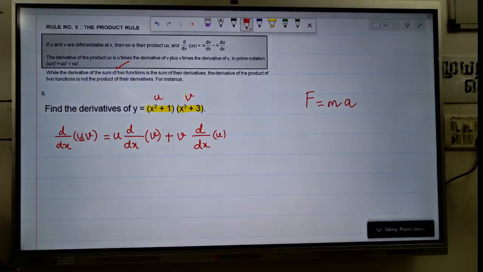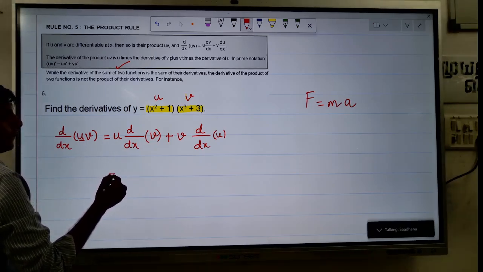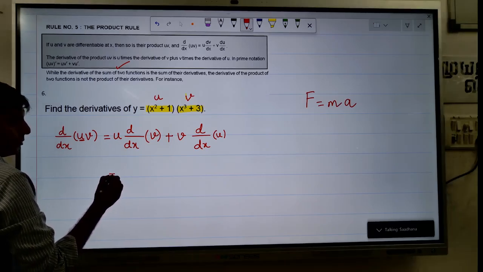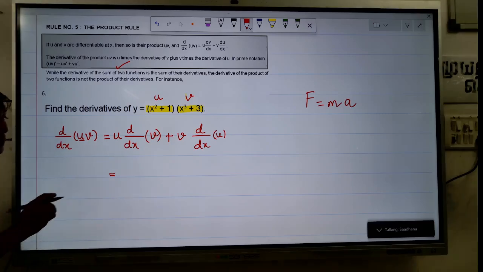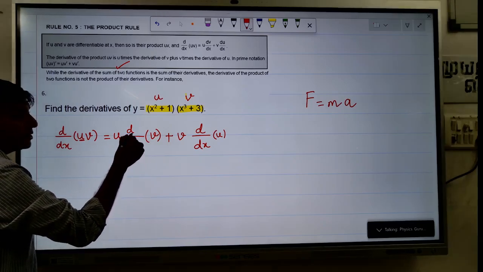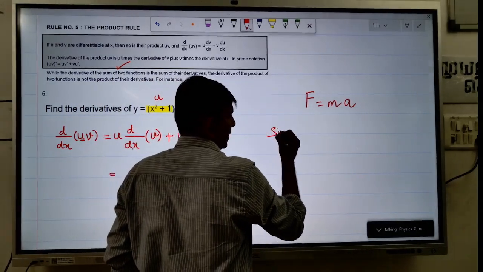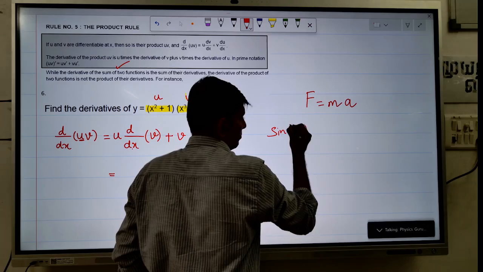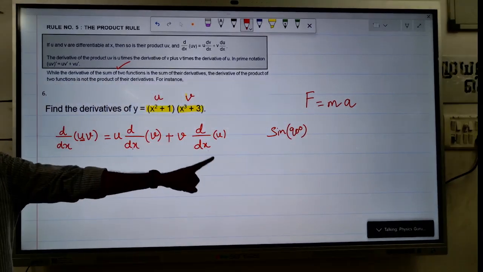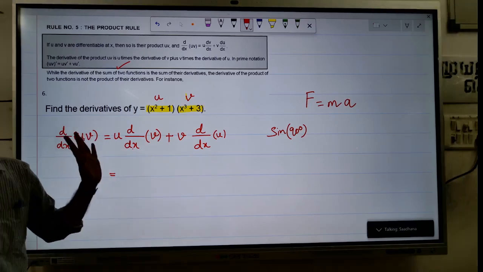Okay, can we try? Tell me, what's the answer? Don't say, Sadhana, this is not into, it is d by dx of, it's a function. You will never say sine into 90 degree. If I write something like this, you will call it sine of 90 degree. Okay?